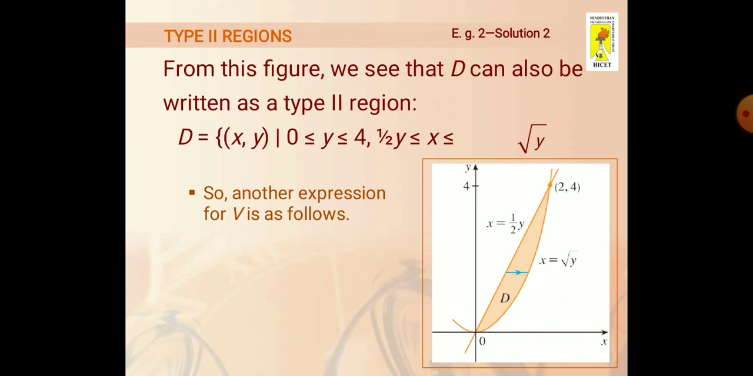See the type 2 region problem. From this figure, we see that the domain can also be written as a type 2 region. So we consider the xy plane. Here we draw, finding the limits for x. So we draw a horizontal strip from x equal to y by 2 to x equal to root y. So that means x varies from y by 2 to root y and y varies from 0 to 4. So the domain is (x, y), where y lies between 0 to 4 and x lies between 1 by 2 y to root y.